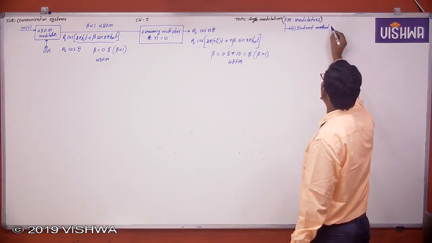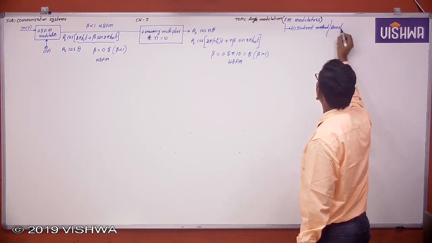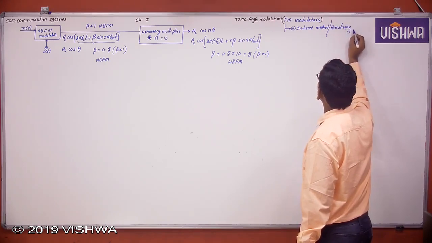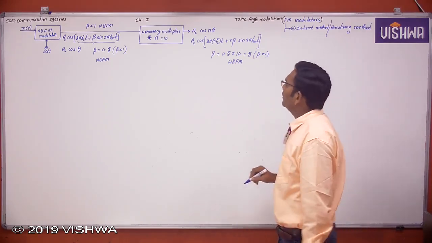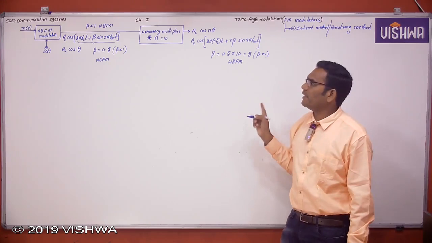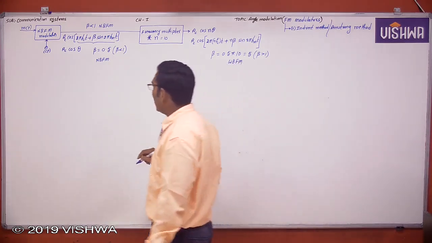Therefore, this indirect method is also called the Armstrong method. This is the indirect method, or Armstrong method. This is the indirect way to generate a wideband FM signal from narrowband FM. This method is also called the indirect method or Armstrong method.